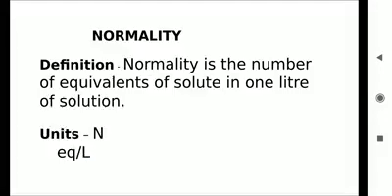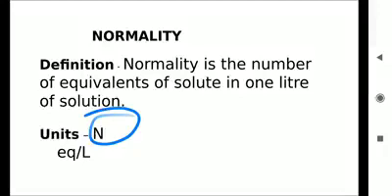Now next is normality. What is normality? Normality is the number of equivalents of solute in 1 liter of solution. So normality is also a way of expressing concentration. It is equal to the number of equivalents of solute in 1 liter of solution. So based on this, its unit can be equivalent per liter or simply capital N.